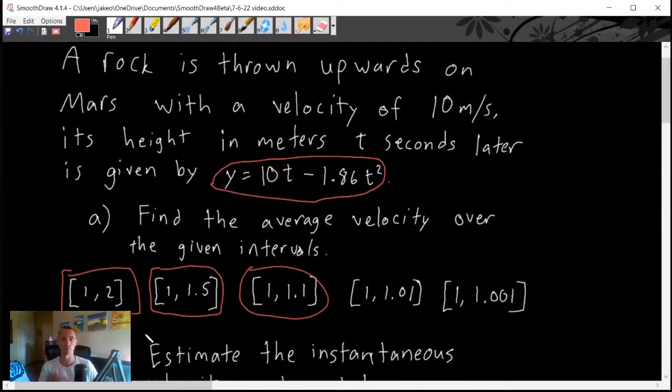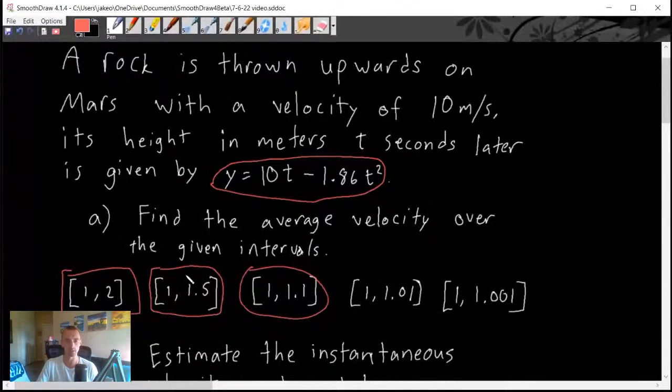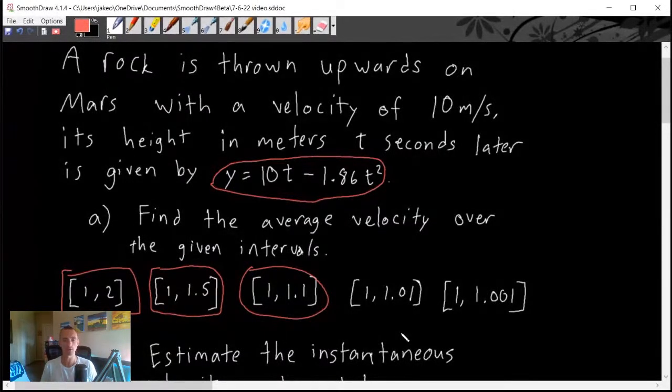So there's no rule or restriction on how long the intervals have to be. You can see in this case the intervals are getting smaller and smaller. We have a 1 second interval, a half a second interval, a 0.1 second interval, 0.01 second, 0.001 second. So they can be however short or long you want them to be, but average velocity should always be found over an interval of time.